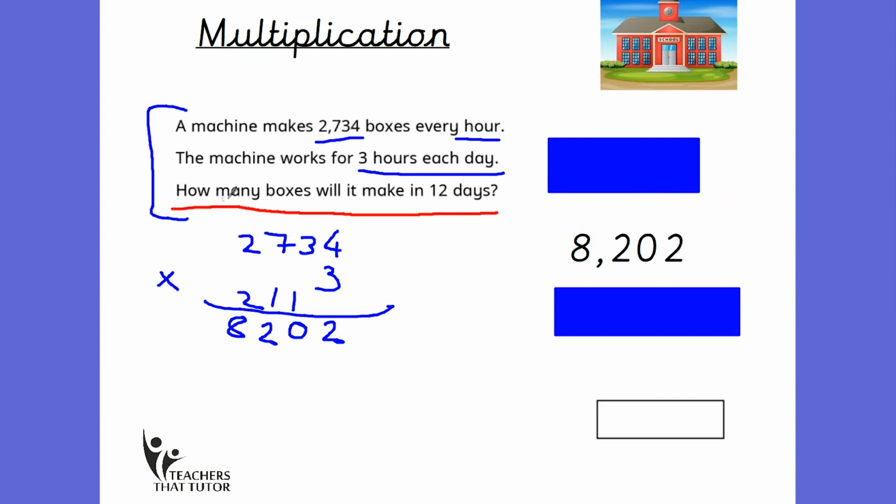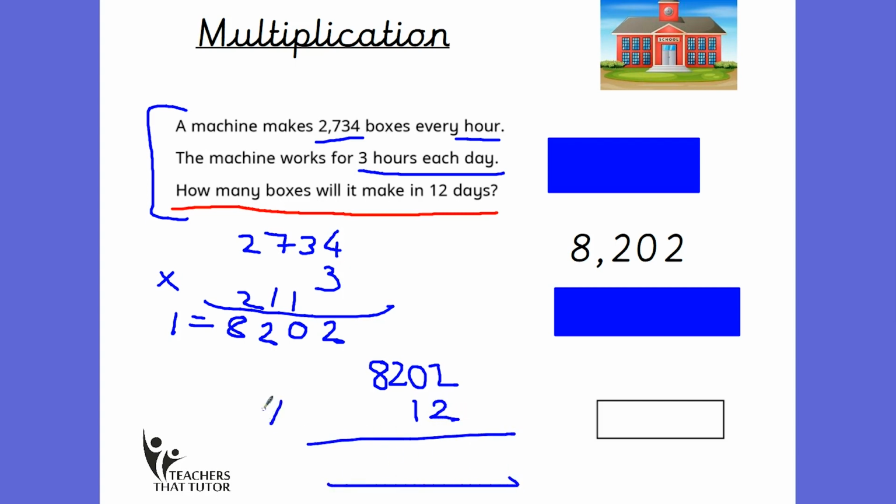But it's not the final answer, because how many boxes will it make in 12 days? So that's how many it makes in one day. So then the next part is to do 8,202 times 12. So now we're really applying our multiplication. Okay. And yes, there's going to be 2 parts to this. Let me just bring that line up if I can. Okay, so let's start over here first with the ones. 2 2s are 4, that's straightforward. 0 times 2 is 0. 2 2s are 4. And 2 8s are 16. So that's the first bit done, 16,404.